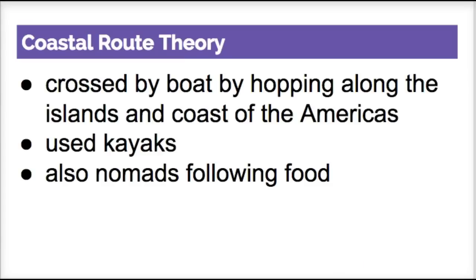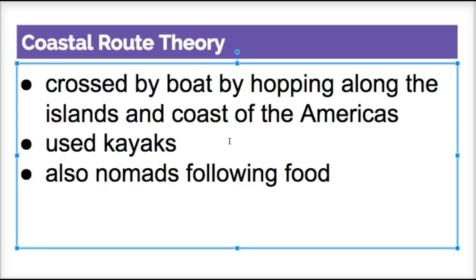So coastal route theory is different than land bridge theory. It says that instead of walking across a land bridge, they actually used boats, specifically kayaks. And kayaks are primarily used by Inuit natives, which is Alaska natives in the very northern parts of Alaska. And they're covered in sealskin and they're waterproof. But they're really good for going into Arctic waters, which is what they would have had to cross. And this theory says that they hopped along the coast, which is why it's called coastal route. They were also nomads, but here is what the coastal route theory picture would look like.